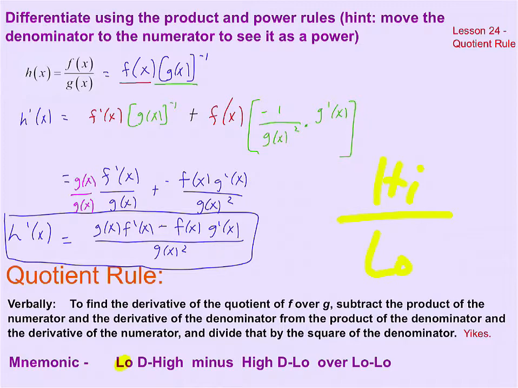So the quotient rule is the low, so that's the denominator, times d high, the derivative of the numerator, minus high d low over low low, that's the low squared. So that's what low d high minus high d low over low low means. If that helps you remember it, that's fantastic. If not, that's okay also. Let's just see it in action a couple of times.